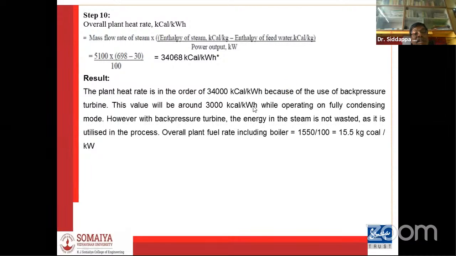This is always required wherever you are testing any thermal systems. You have to give the result, and you have to give some remedies: what is to be done and what needs to be improved.